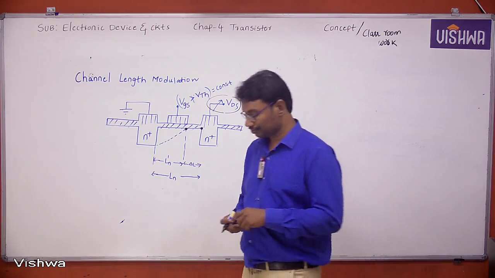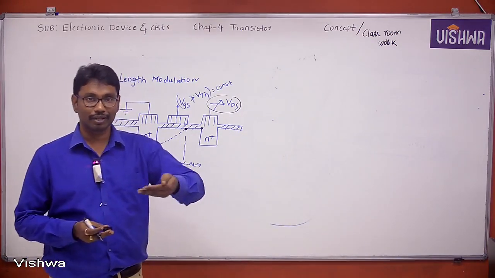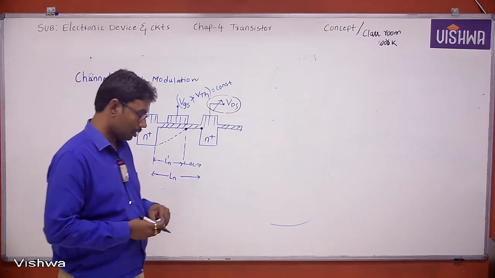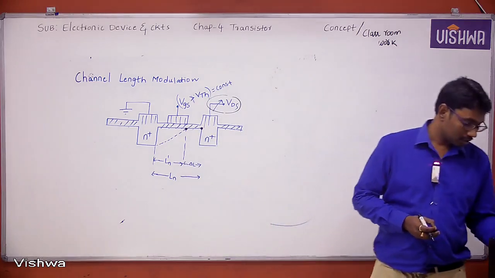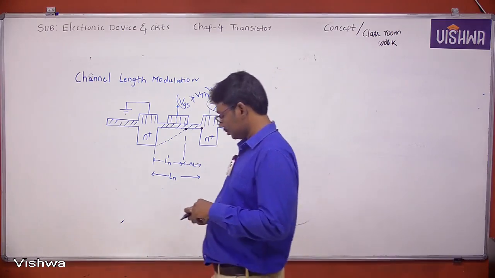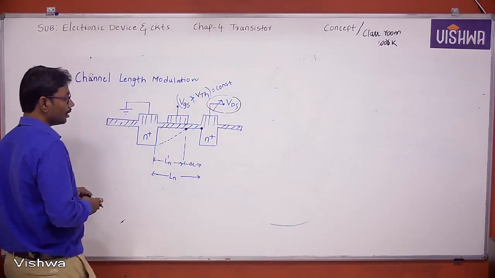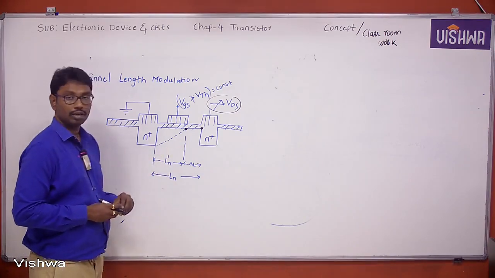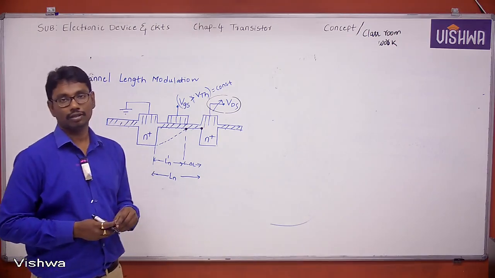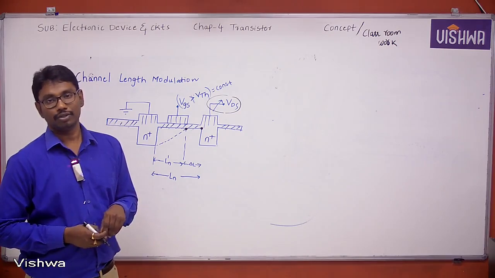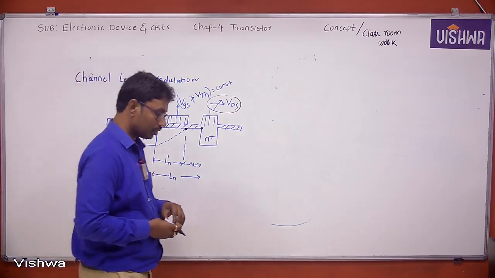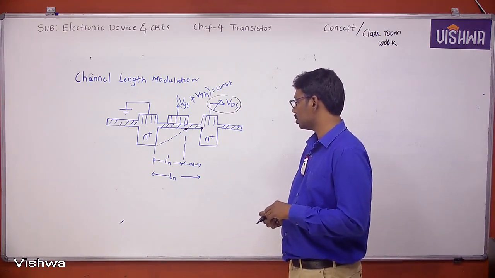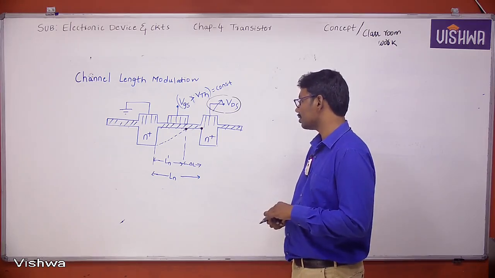When VDS is made very high and increases further, then the pinch off point is moving away from the drain, due to which the channel length decreases.